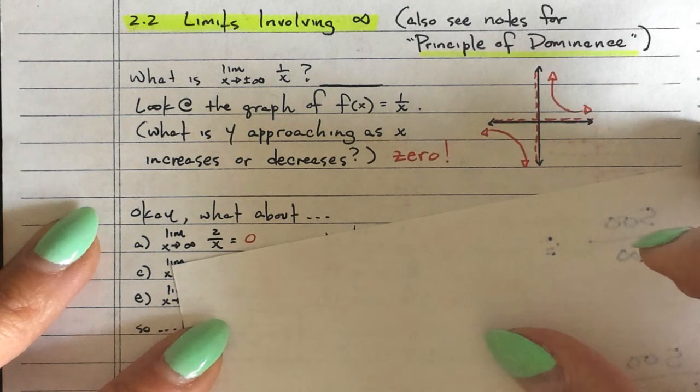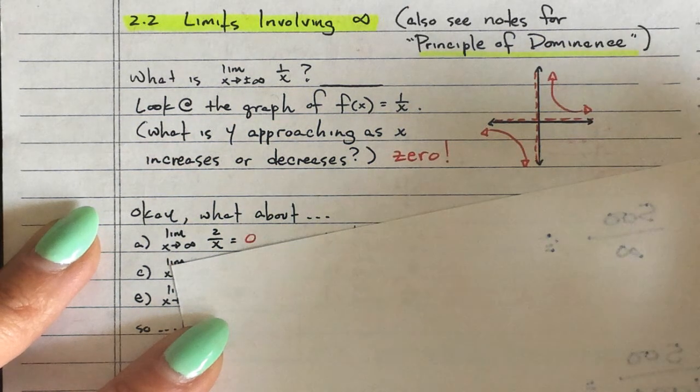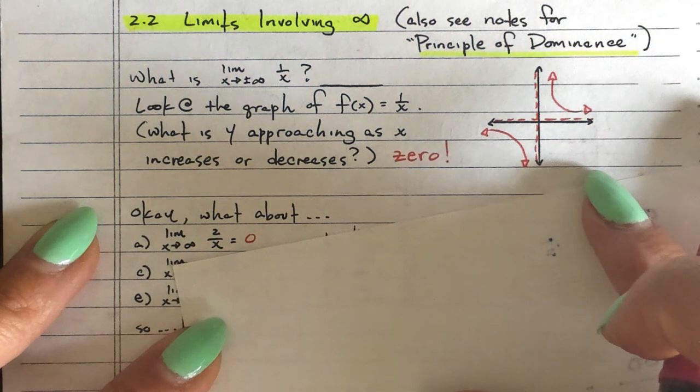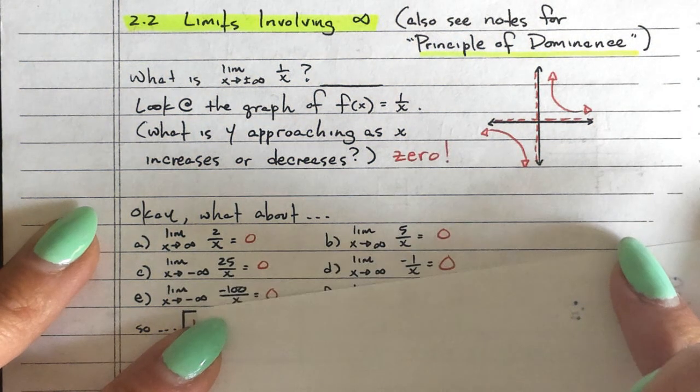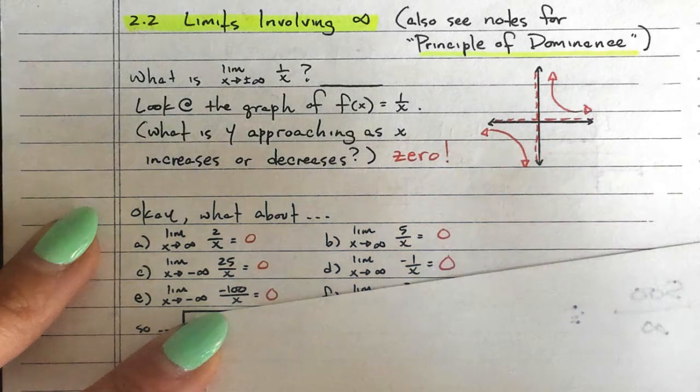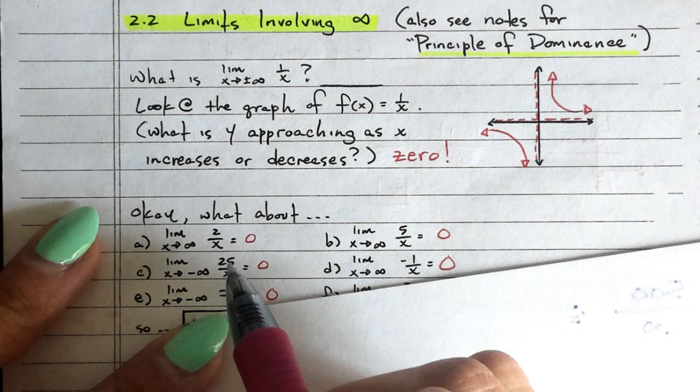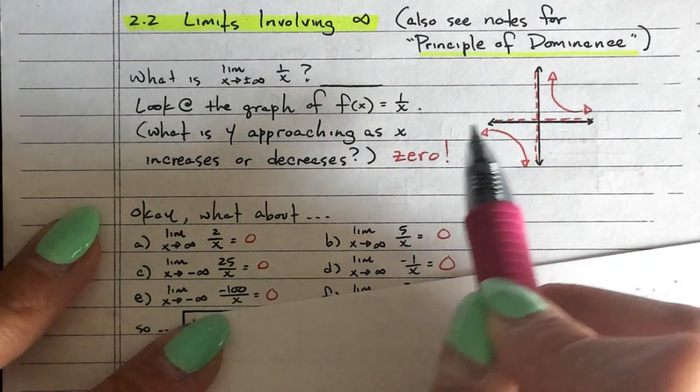And then what about the next one? I want you to try it. I want you to try all these, and I want you to think about them before I show you the answers. Right now, they're all 0, right? Because what happens when you stretch it by a lot? Nothing on the right side or the left side.